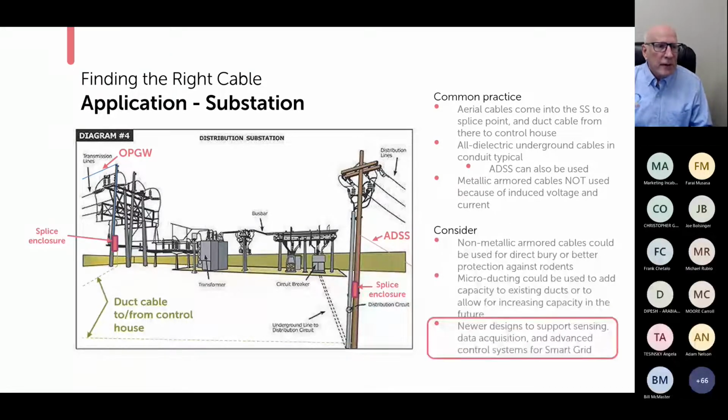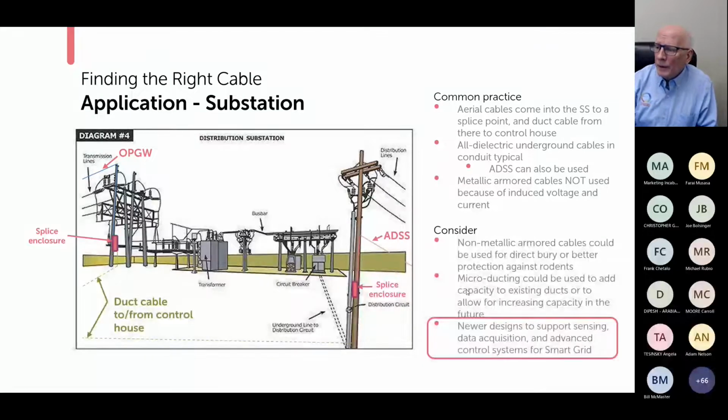So in general, you cannot use duct type cable as a self-supporting cable, but you can use self-supporting cable as a duct type cable. So all of this is very, very conventional. Oh, but before I move on to these considerations, in substations, metal armor cables are generally not used because of induced voltage and current, but there are non-metallic armored cables that you could use direct buried in a substation for better protection against rodents.